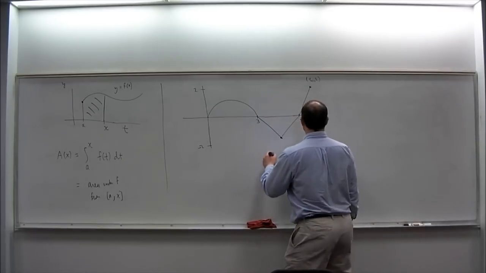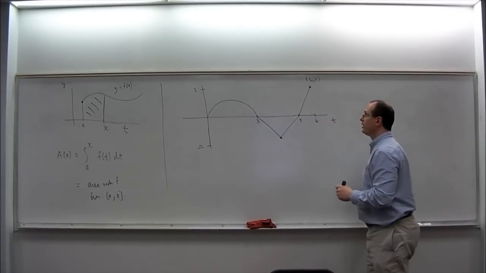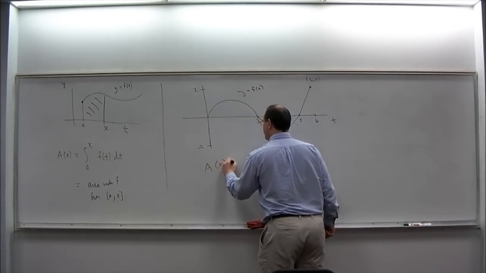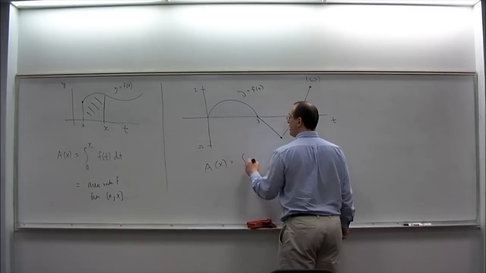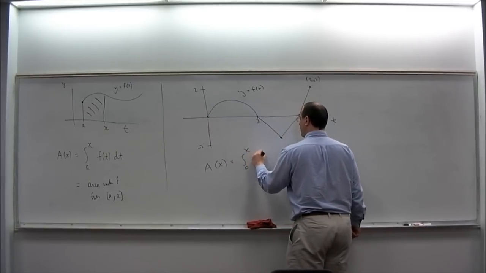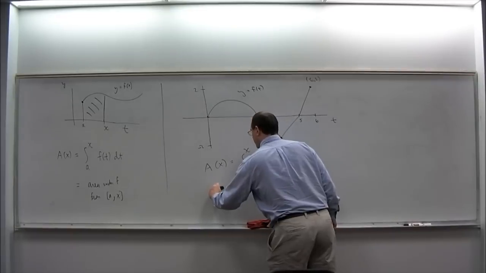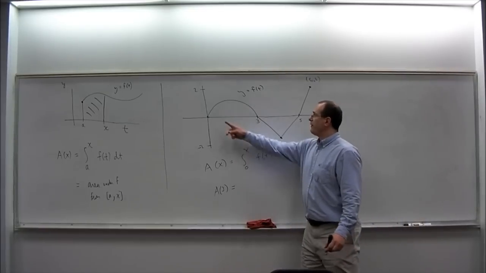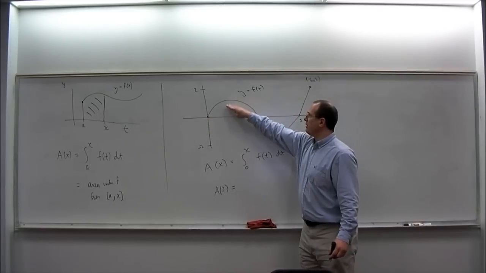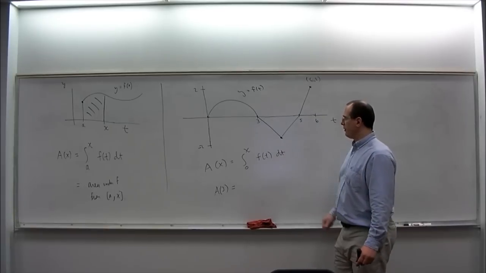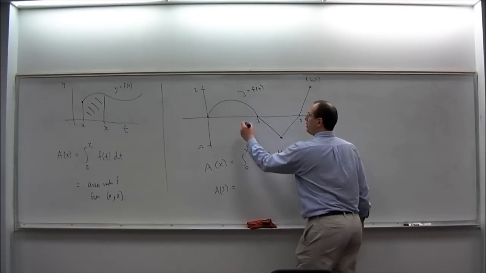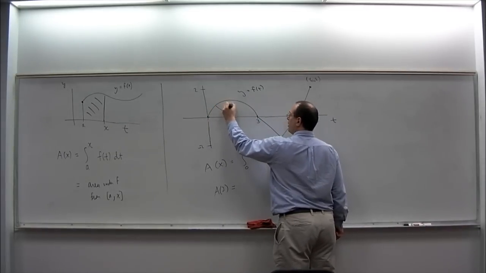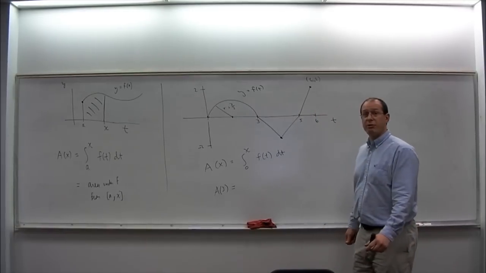Okay, so this is the t-axis, actually. So this is my y equals f of t. And I'm going to create the function A of x equals the integral from, say, 0 to x of f of t dt. So we'll start with what is A of 3? A of 3 is the area under the curve y equals f of t from 0 to 3. And that's a semicircle, so the radius of our semicircle here, this would be a diameter of 3, so the radius is half of that. The radius is 3 halves.